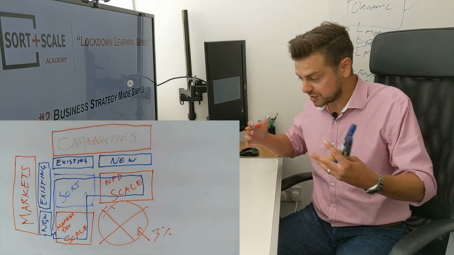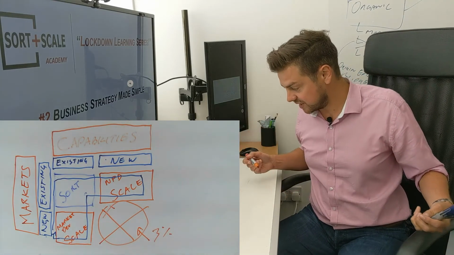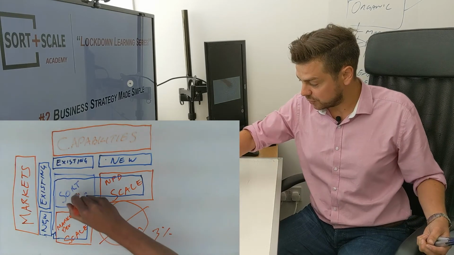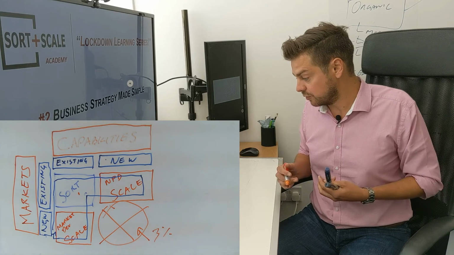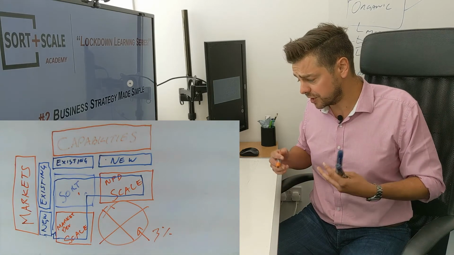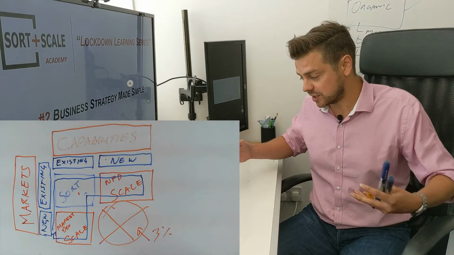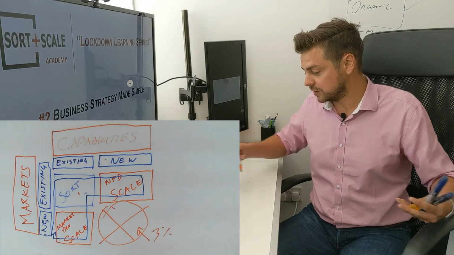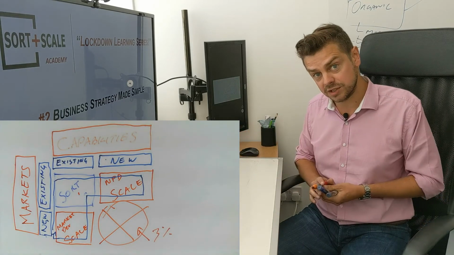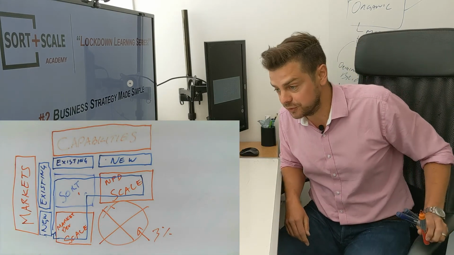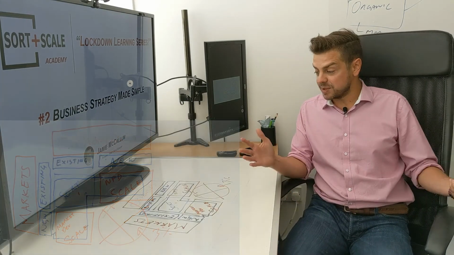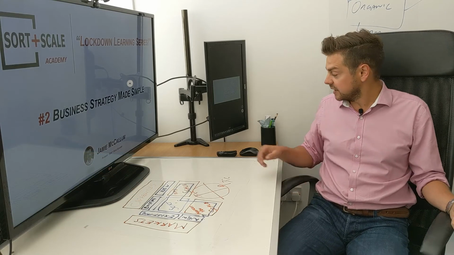So the Sort and Scale program operates only in these three areas here. We start off here to try and deliver reliable, repeatable revenue from our existing core business, and that's how we unlock resource to open up new areas to scale the business going forward, and we've got specific ways of doing that. So that is business strategy simplified.